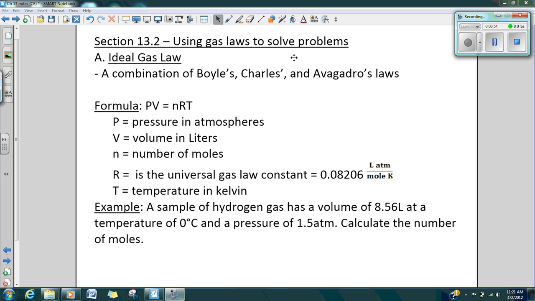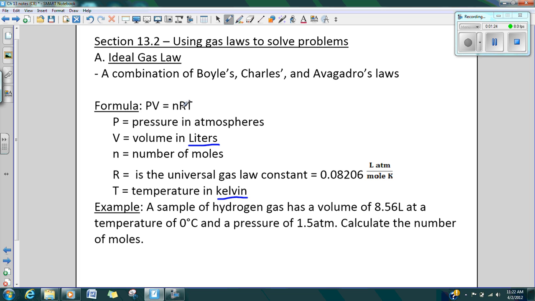So the formula that you have here, you can see it's all the variables that we have used all along, and that is not going to be changing. And so we have PV equals nRT. Some of the older kids, you may have heard them say "pivnert." That's kind of how they abbreviate this. So P is for pressure, V is for volume. This time it does have to be in liters, so highlight that, and I'll talk about that in a second. N is for the number of moles, and then we have T for temperature, and yes, that has to be in Kelvin. That is not changing.